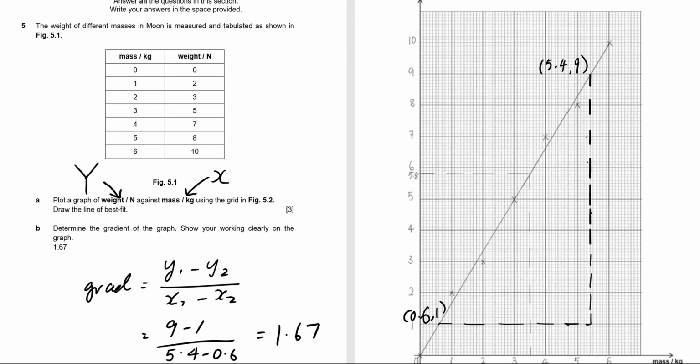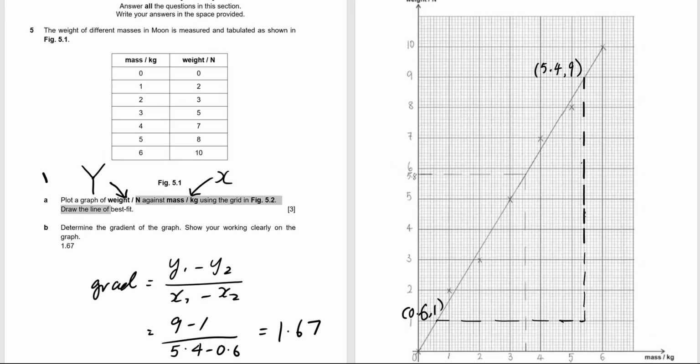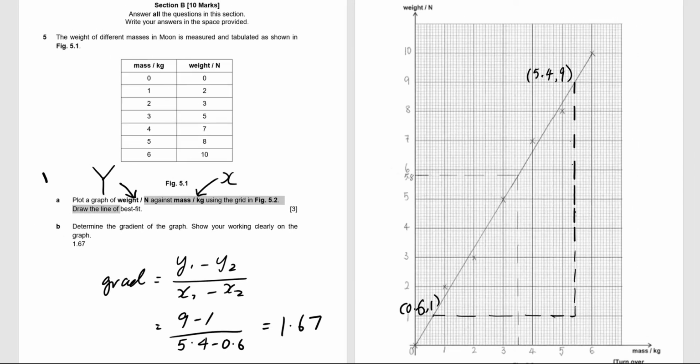Okay, in this question, you're asked to plot a graph of weight against mass. We always plot y against x. So in this case, your vertical axis, your y, will be your weight, and your x-axis will be mass. So if you look at the diagram, the graph that you have to plot, please take note.